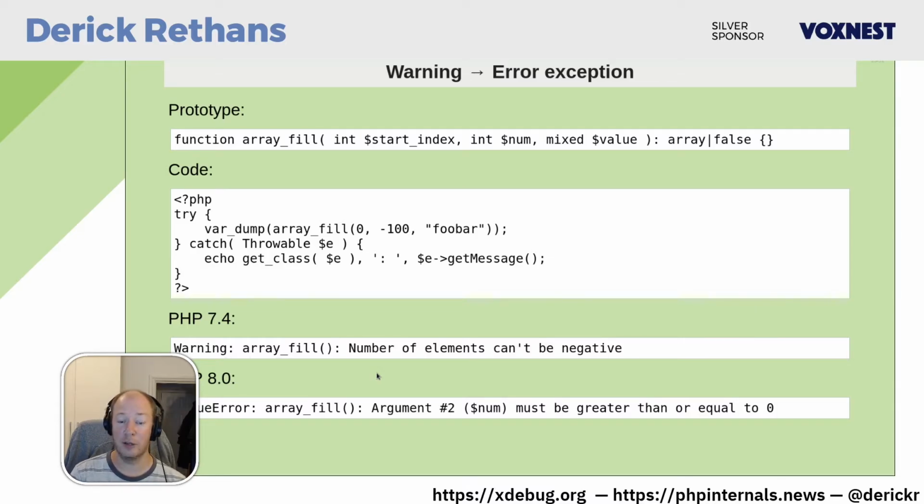Whereas in PHP 7.4 you get a warning saying the number of elements can't be negative. In PHP 8 you will get a value error that you then catch with a catch statement. So in this case you get a value error saying array_fill argument num must be greater than or equal to 0. But this conversion is only being done for actual coding errors and not for transient errors, because we don't want to break people's code where sometimes, depending on external resources, your code starts failing. And only where the code itself was demonstrably wrong will you get this exception.